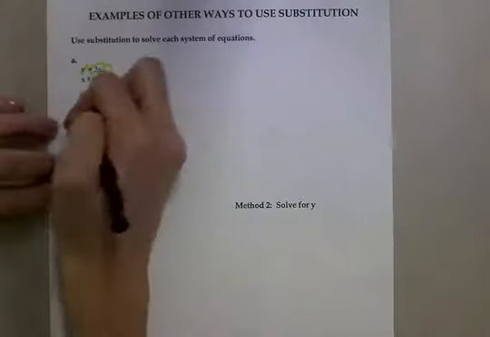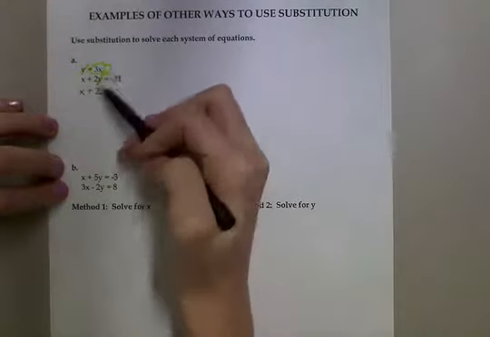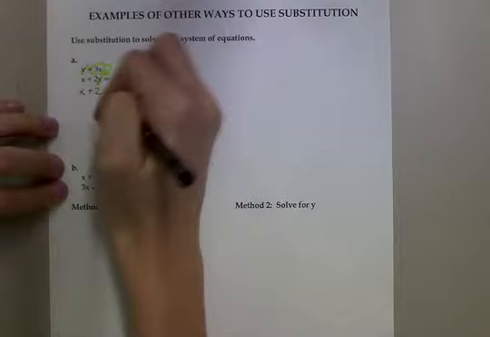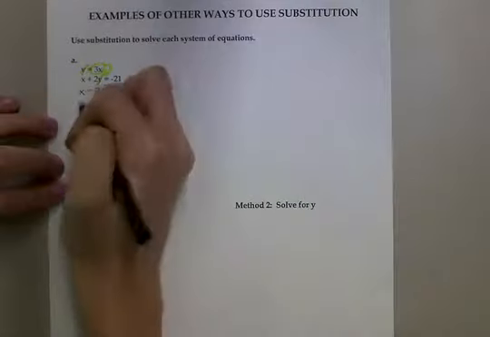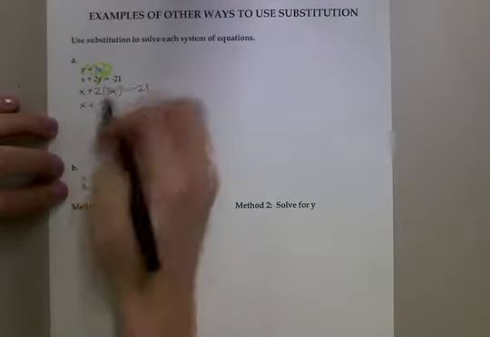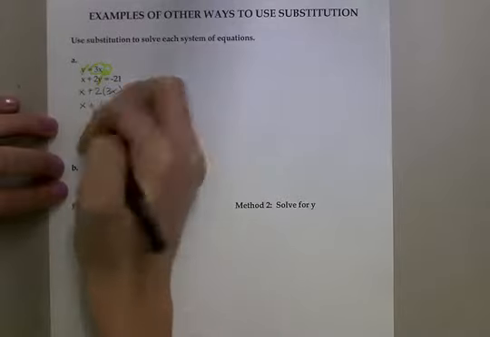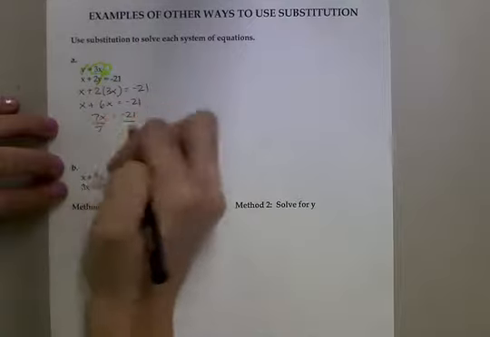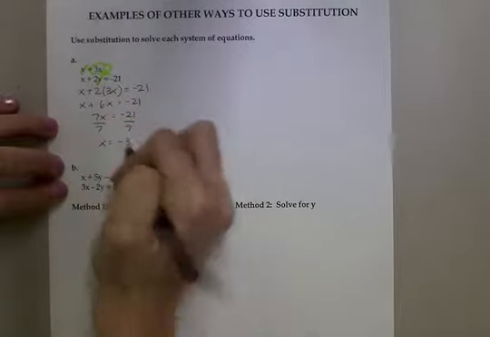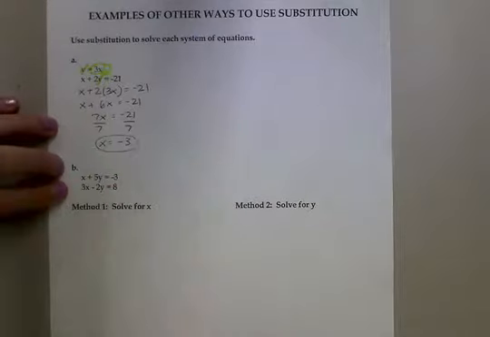So let's do our substitution. So we have x plus 2, well, y is equal to 3x according to our first equation, so we'll plug in 3x for the y into our second equation equals negative 21. Let's simplify. 2 times 3x is 6x, and x plus 6x is 7x. Let's go ahead and divide through. So we find x is equal to negative 3. So our x-coordinate is -3.